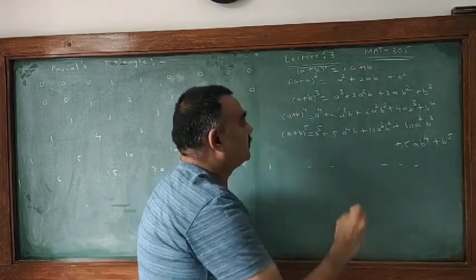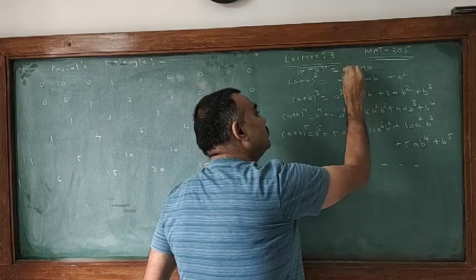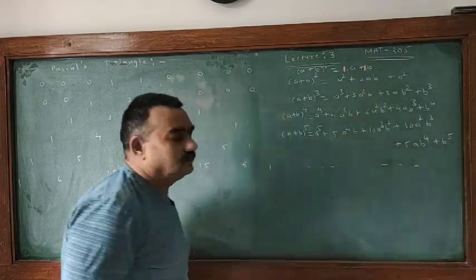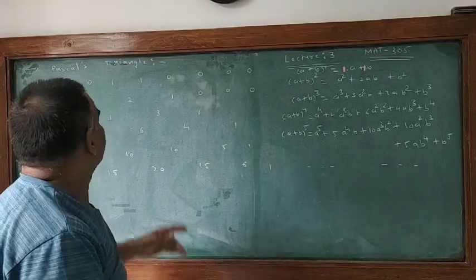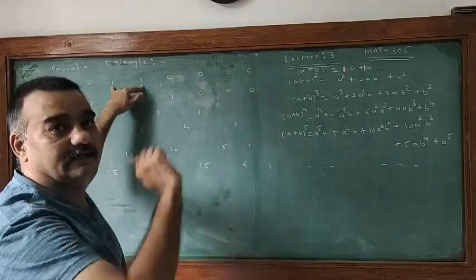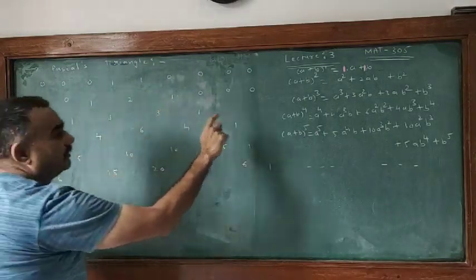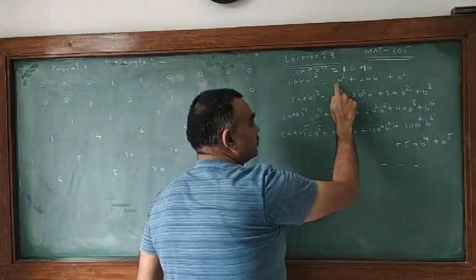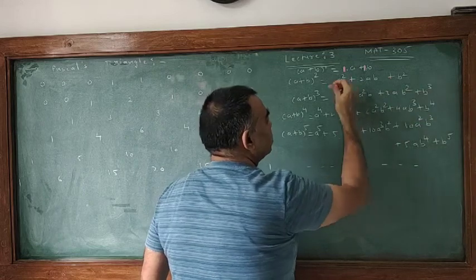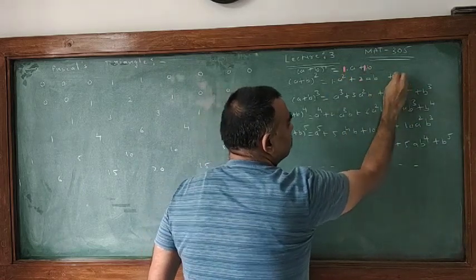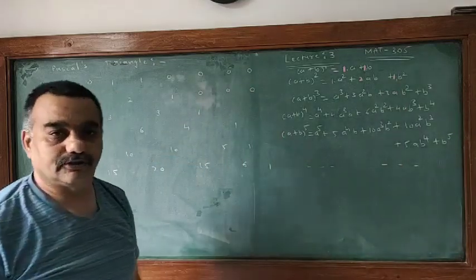I use different color chalk. Okay. So this is 1, 1, from where we started. Then 1, 2, 1. A plus b square, that is a square, 2ab, b square, means it is 1 time a square, 2 times ab, and 1 time b square.